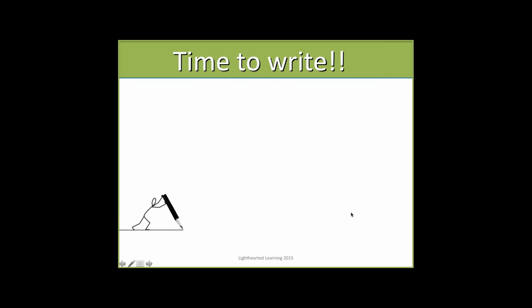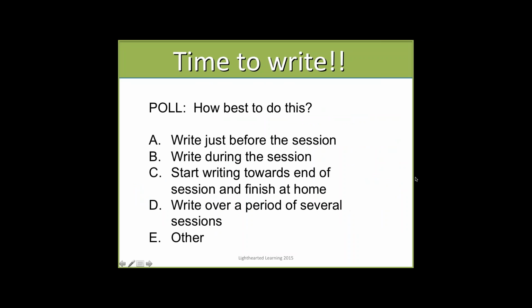So we've done models and frames. We've done a lot of pre-writing. Now it's time to write. When do we write? What's your thinking about that? How best to write? Yes, it's another poll, but I believe it's your last one. Let's see. Yes, this is your last poll. So for the last poll, let's have a rousing 98%. Ready? How best to do writing in your sessions or for your learners?